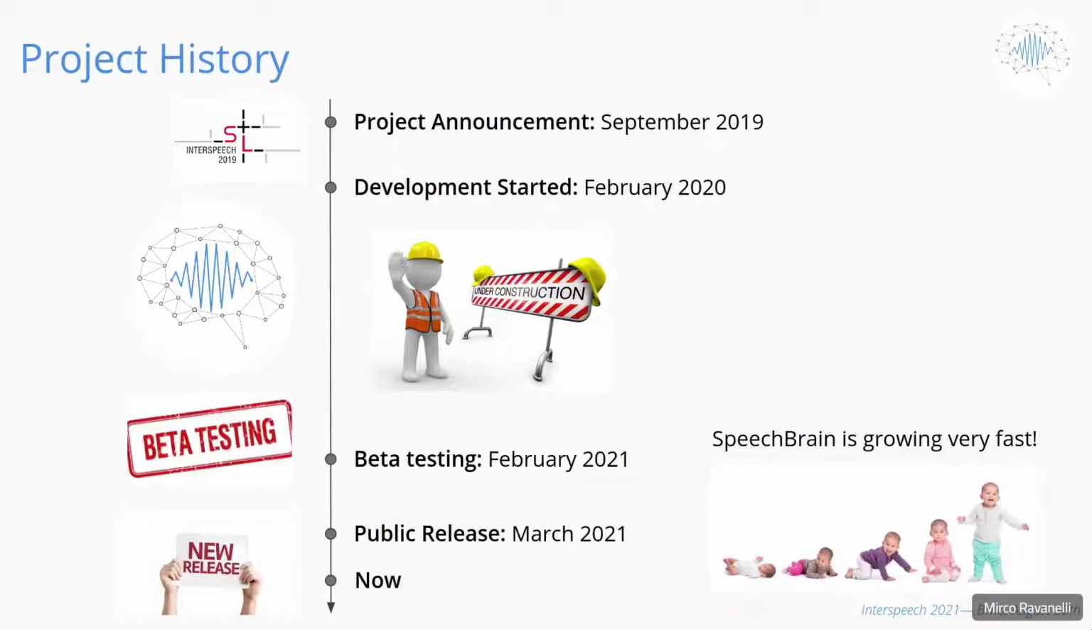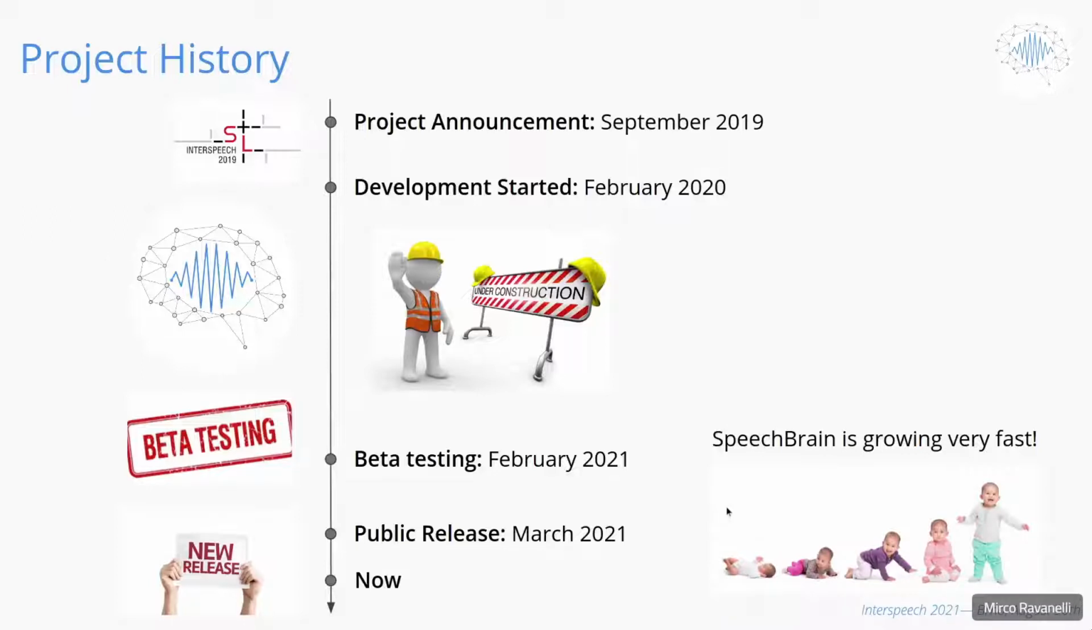Okay, so some history. We announced this project a couple of years ago at INTERSPEECH in Graz. We were able to actually start developing the project in February 2020, curiously, right before the pandemic. So we had to switch from physical work here in Montreal to remote working. But that turned out to be very good anyway. After a little bit more than 1 year of heavy development, in March 2021, we were able to release the first public version of the toolkit.